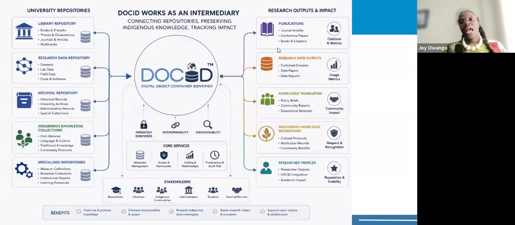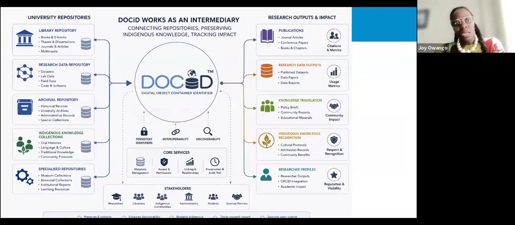Now, how does DOCiD work as an intermediary? I'd mentioned earlier that the average university has multiple repositories or multiple communities within their repositories, and it's not easy to track or streamline all that information in one space. So DOCiD comes in as an intermediary, connecting the repositories, especially when you're looking at indigenous knowledge, while preserving the indigenous knowledge and at the same time tracking impact.